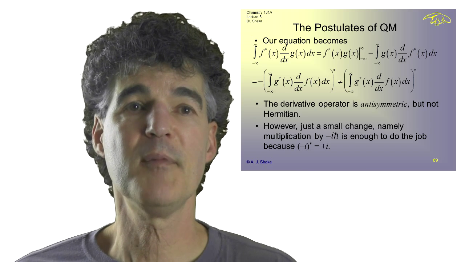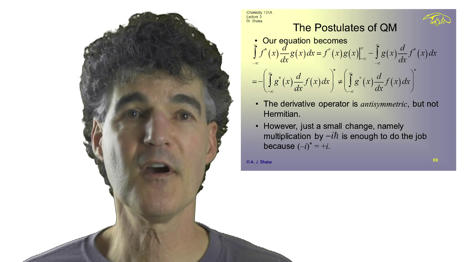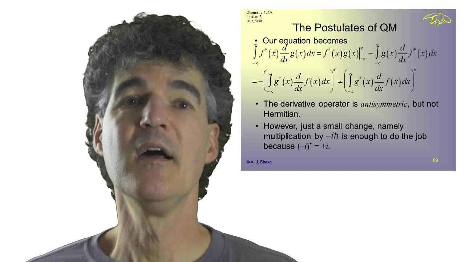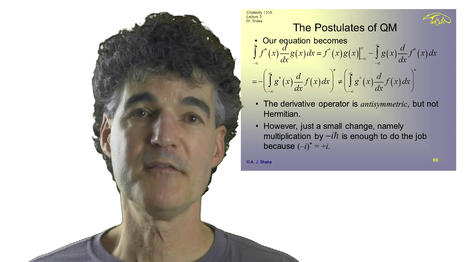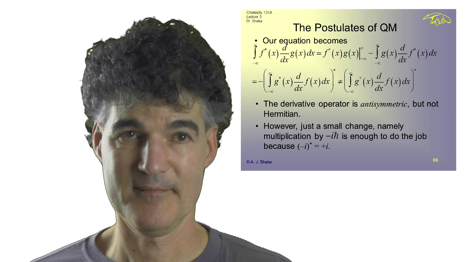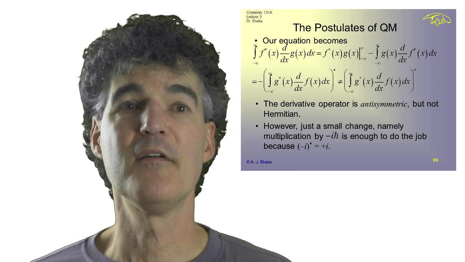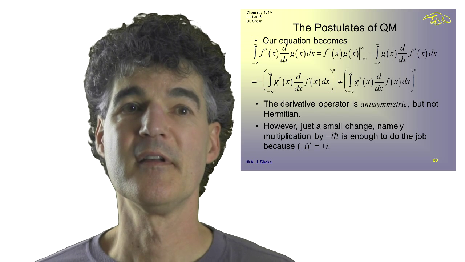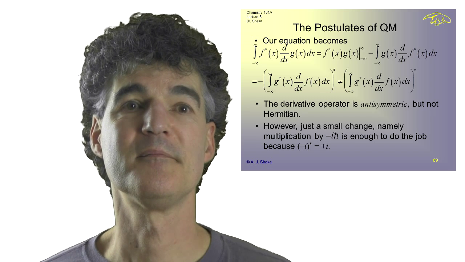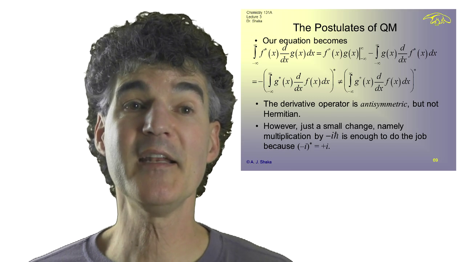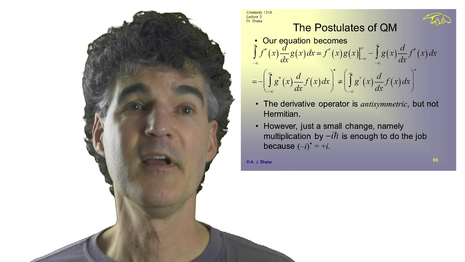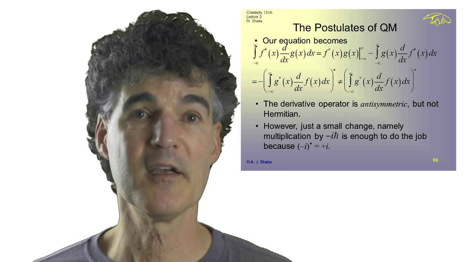So our equation becomes this, fairly intimidating looking, but not too bad. The integral of f star d by dx g is equal to f star g, evaluated at plus or minus infinity, minus the integral of g d by dx f star. And that is equal to minus the integral of g star d by dx f, whole thing star. But that's not equal to what we want, because we have a minus sign and we want it to be a plus sign. So it's not equal, and therefore the derivative operator is not Hermitian.